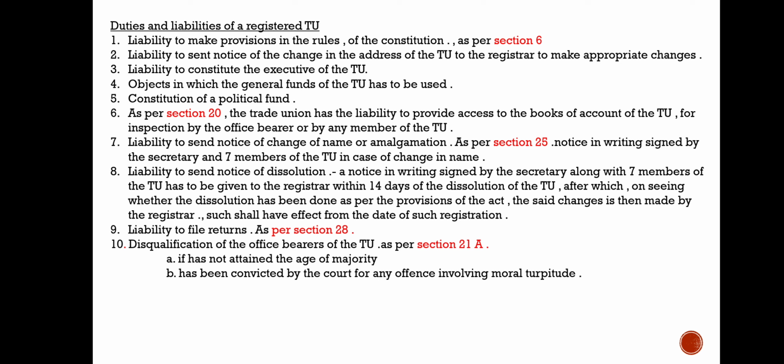And the next one is section 28 with regard to the liability of the trade union to file returns. The trade union is liable to file returns within the prescribed time, that is normally 31st of December of every year, and if they don't, they will have to face some penalties. So the next one is disqualification of the office bearers of the trade union. We've already learned that.